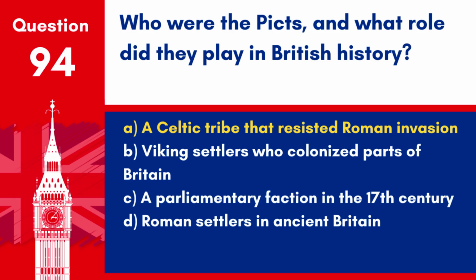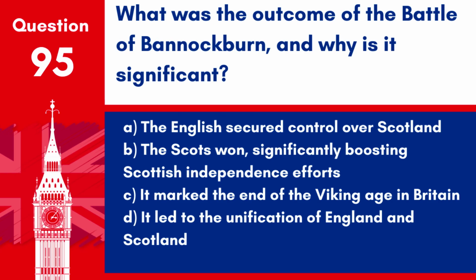and early medieval periods. Question 95. What was the outcome of the Battle of Bannockburn, and why is it significant? A. The English secured control over Scotland. B. The Scots won, significantly boosting Scottish independence efforts. C. It marked the end of the Viking Age in Britain. D. It led to the unification of England and Scotland. Answer: B. The Scots won, significantly boosting Scottish independence efforts.